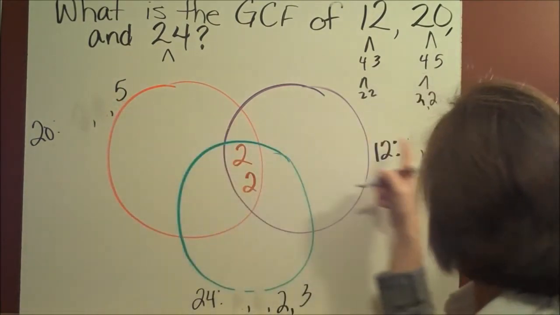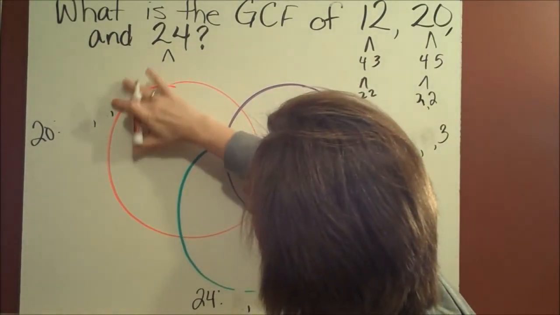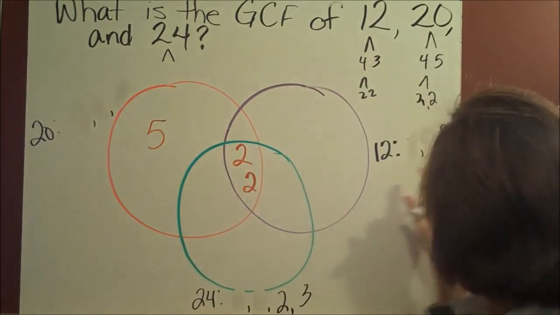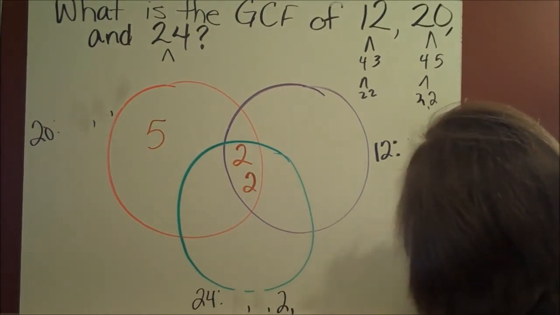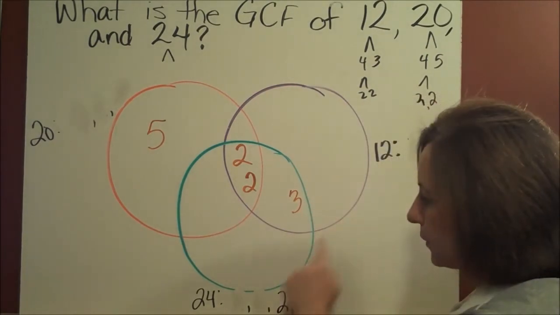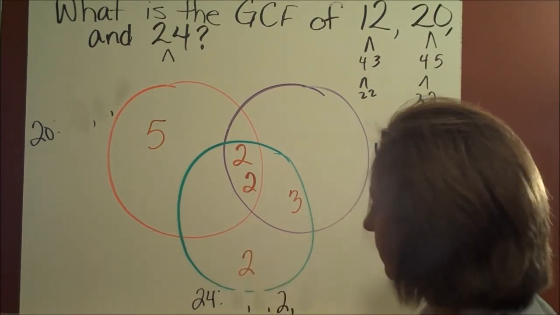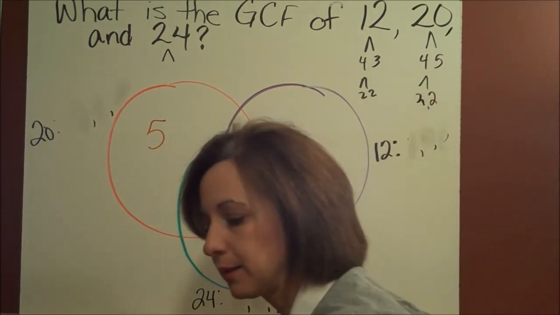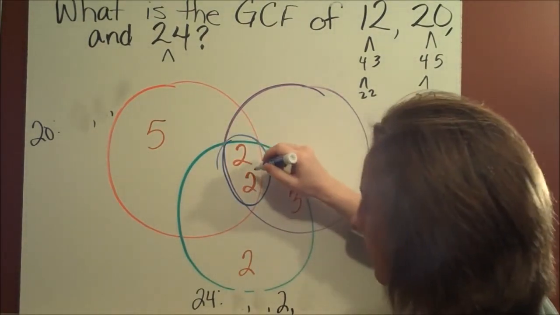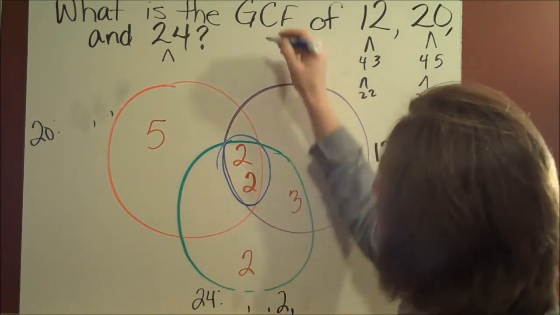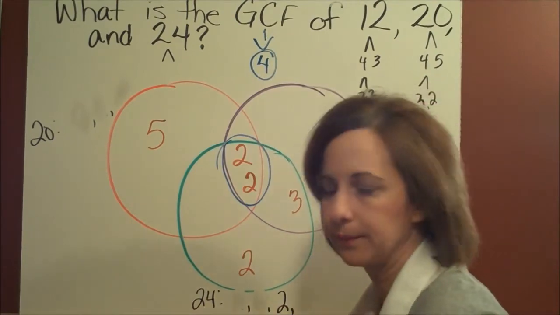This one has a 5. I don't have any 5s that this shares with, so the 5 is going to just simply go in the 20 circle. 12, I have a 3. I also have a 3 here for 24. So I'm going to take the 3 and share it between the purple circle and the green circle. And then I'm left with a 2, and there's no other 2s, so it goes here. Now, for greatest common factor, the only thing that you should worry about is the very center, and 2 times 2 is 4. So the GCF of these three numbers is 4.